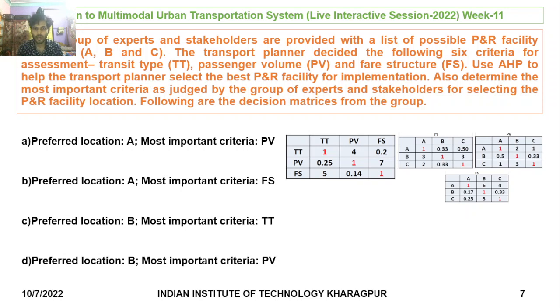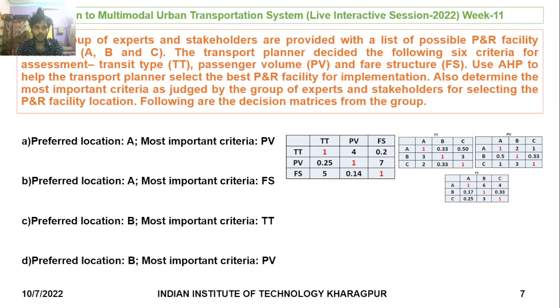So now as a transport planner, you want to use not 6 criteria but 3 criteria. Sorry, it is not 6, it is 3. So first one is transit type, and then the passenger volume, and then the fare structure. So based on these 3 criteria, you want to see which location you want to select, right? You have 3 locations, but you want to select the potential best location for you as a transport planner. So then the analytical hierarchy process you need to use to help the transport planner select the best facility for the implementation. So also determine the most important criteria.